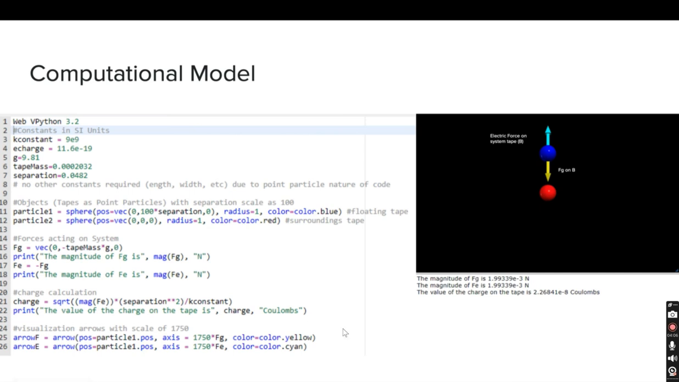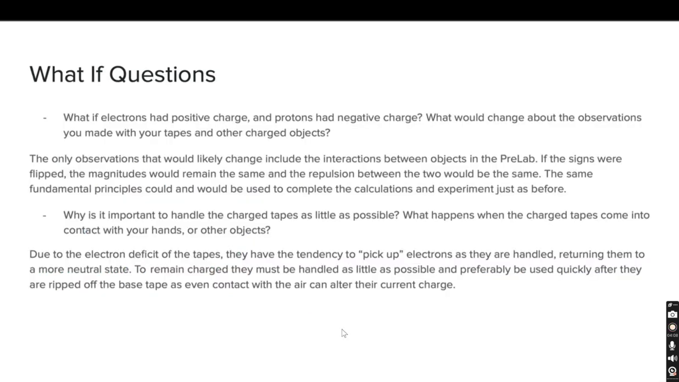Some what-if questions that I decided to go into. What if the electrons had a positive charge and the protons had a negative charge? What would this change about the observations we made with the tapes and the other charged objects? The only observation that would likely change would be the interactions in the pre-lab with that negatively charged pen. If the signs were flipped, the magnitudes would remain the same, and the repulsion, that force between the two, would also be the same. The same fundamental principles could and would be applied to complete the calculations and experiment just as before.